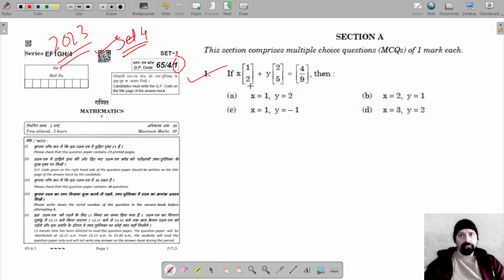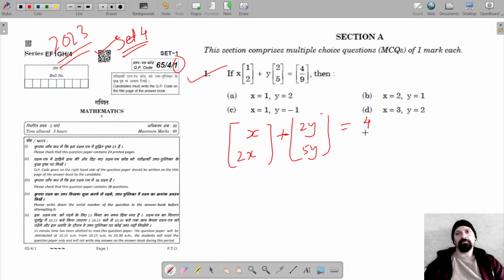The first question is about matrices. So x into the matrix 1, 2 that has elements is equal to this. We have to find the value of x and y, choosing the correct option. So let's multiply this. This is x and 2x. Now multiply with y, which gives me 2y, and this is 5y. This is equal to 4, 9, and 4 and 9.